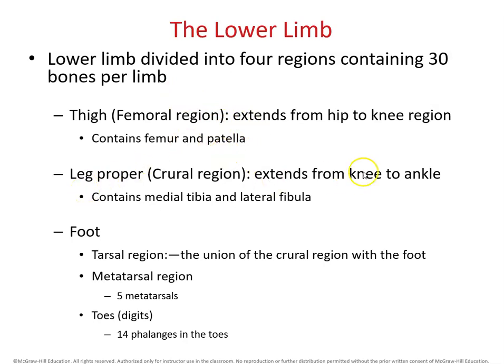And then from the knee to the ankle, we have two bones there. We have the tibia and the fibula. And the tibia is the one that bears weight, that you put pressure on when you walk. The fibula does not bear any weight. And then we have the tarsal region, that is your ankle. Your metatarsals are the 5 long bones in your foot, and then 14 phalanges in your toes.